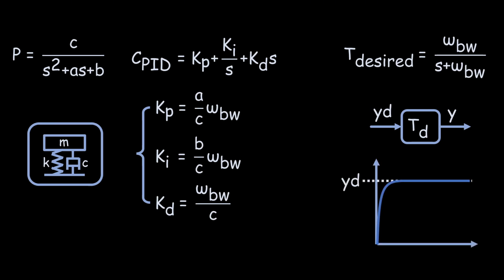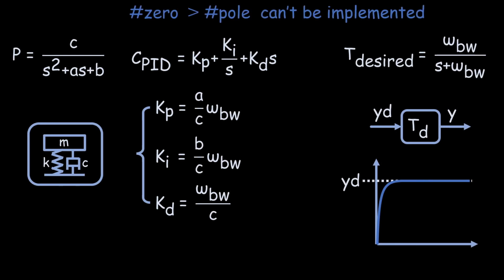But is that all there is to it? Not quite. Do you remember in the last video, we mentioned that a controller with more zeros than poles cannot be implemented? The derivative term in the PID controller is an example of this. Therefore, a low-pass filter is usually added to the derivative term. Additionally, a derivative with a low-pass filter is a high-pass filter.